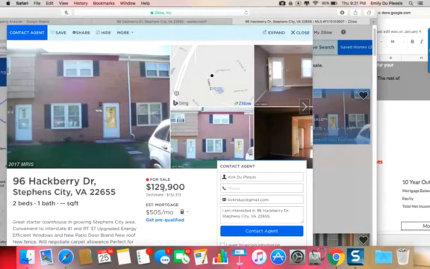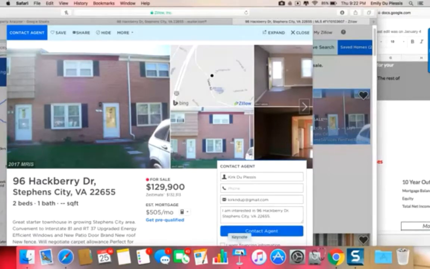So if you don't know your market yet, and if you're just getting started, you're probably not going to know your market, then you're going to need to do a little bit of legwork to find out maybe where you want to start for a potential price or asking price for this, or what you're going to offer.